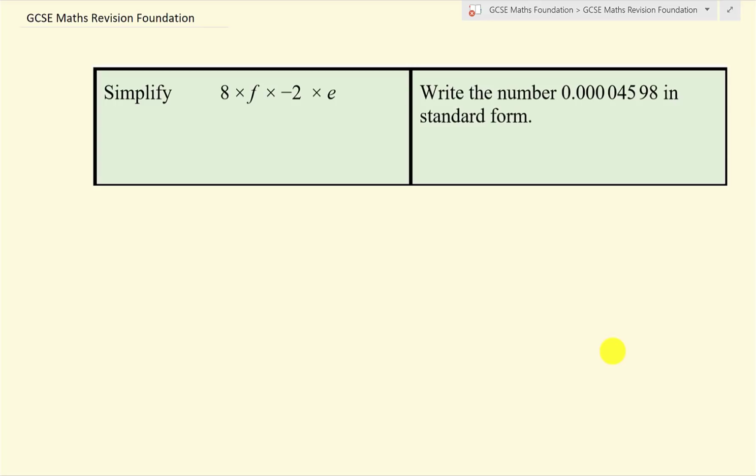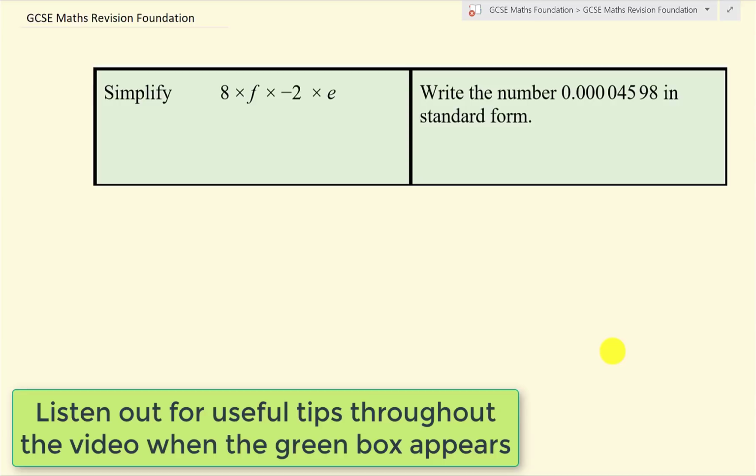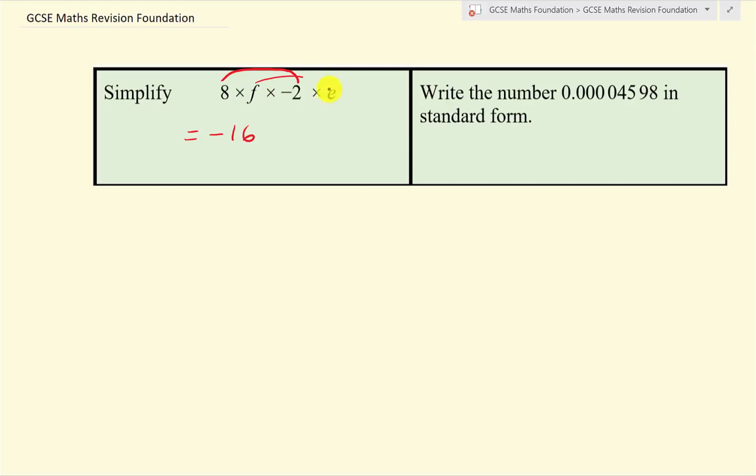First question, simplifying algebraic expressions. When we simplify algebraic expressions, we multiply the like terms. So 8 times minus 2 is minus 16, and f times e is ef. So the answer is minus 16ef. Try to write the answer in alphabetical order.